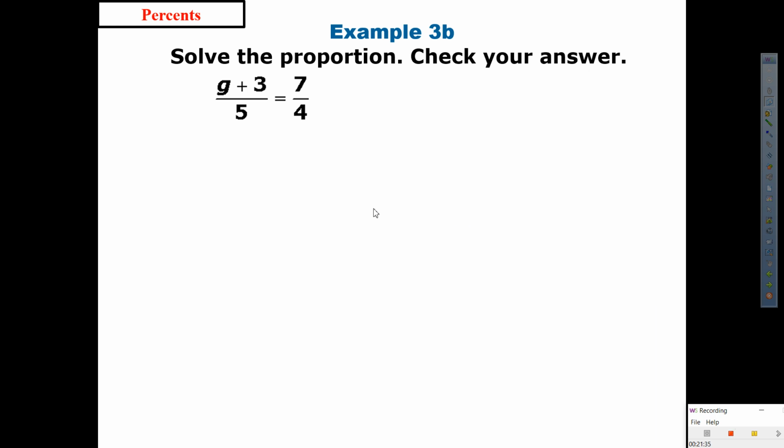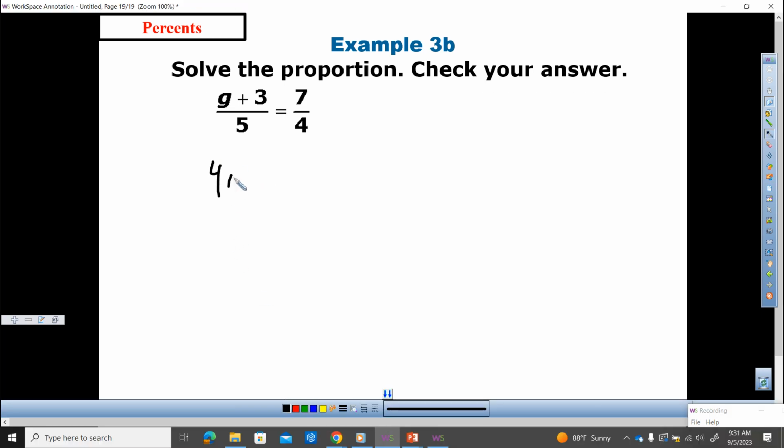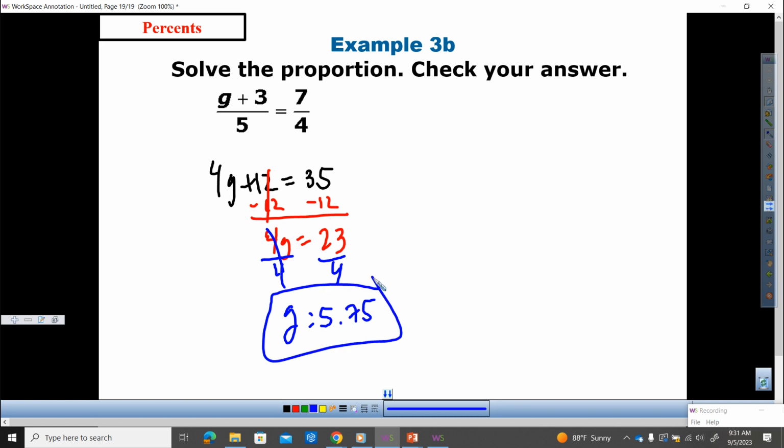Get us started, please. Jeremy, what do I do? All right, so what do I write? 4G plus 12 equals 35. Have you got that? And the rest is history. Minus 12 minus 12. 4G equals 23, Michael Jordan. Divide by 4, divide by 4. G equals 5.75. Have you got that?